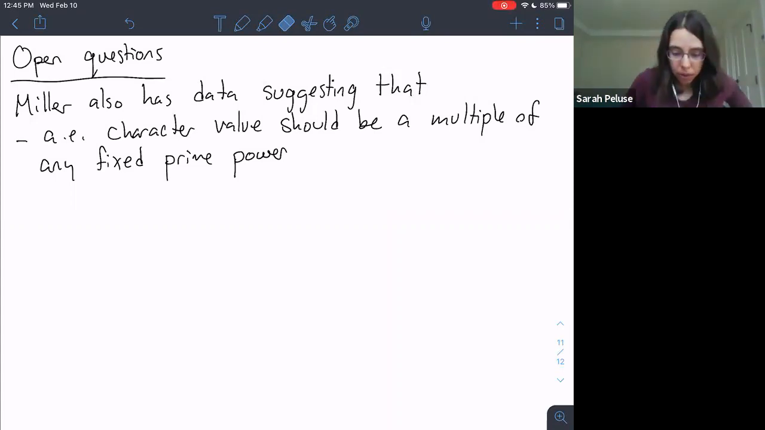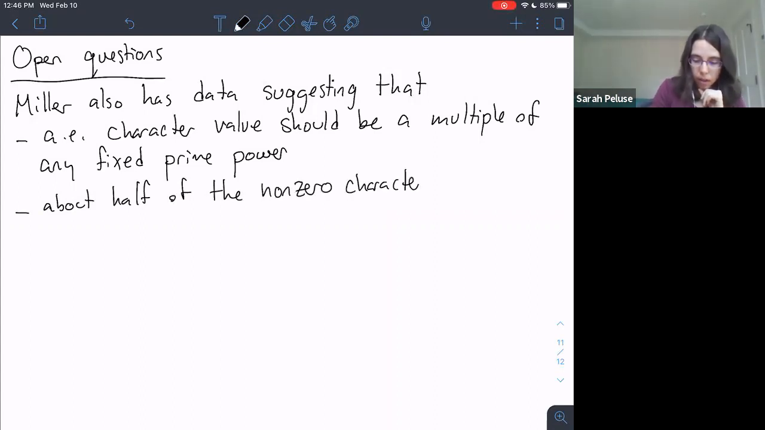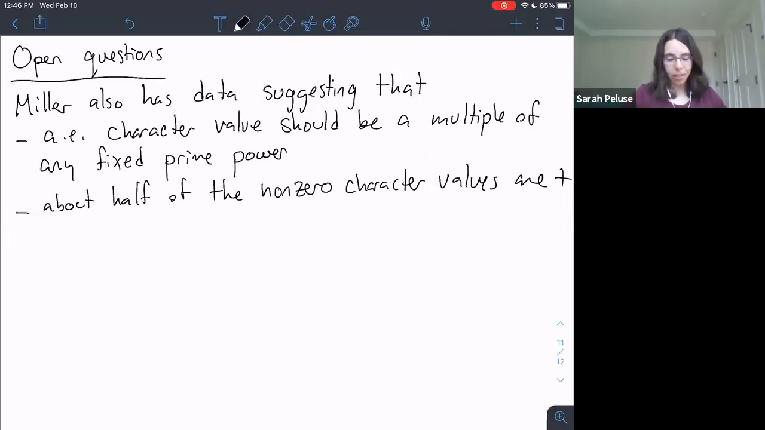And Miller also has data suggesting that about half of the non-zero character values are positive, another half are negative. So I have no idea how to approach this or even how to start.